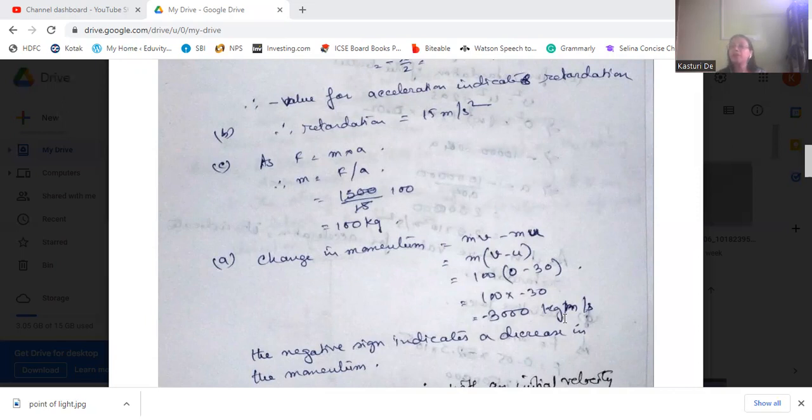Now change in momentum is mass into final velocity minus mass into initial velocity. First we know the mass. So mass is 100 into 0 minus 30, that is 100 into 30. So that is minus 3000 kg meter per second. Why is it minus? The negative sign indicates that there is a decrease in momentum. Momentum is gradually decreasing because retardation is there. So that's why the momentum is decreasing. This is shown by the negative sign.